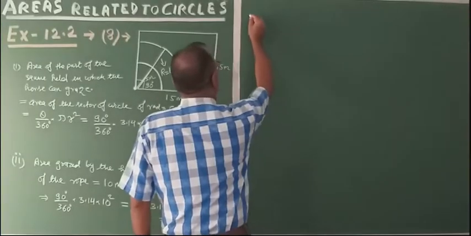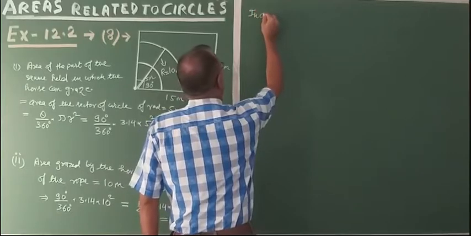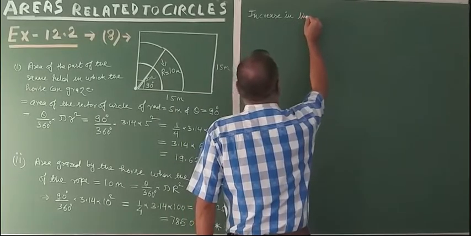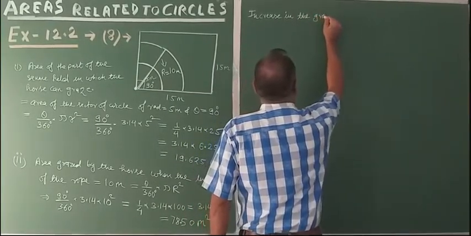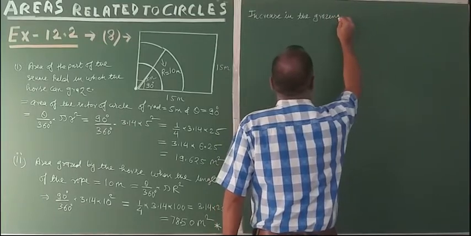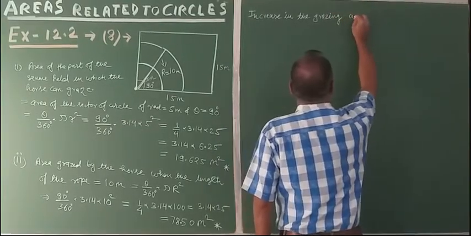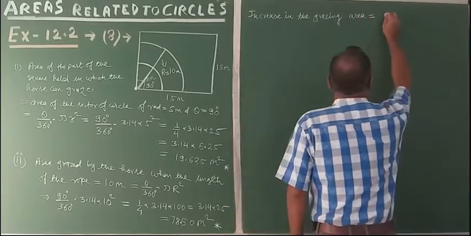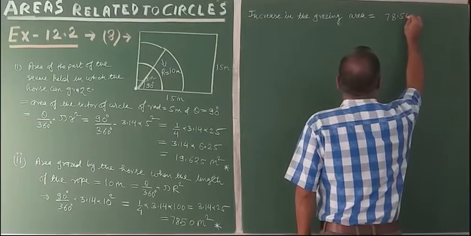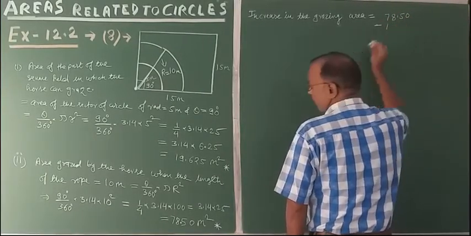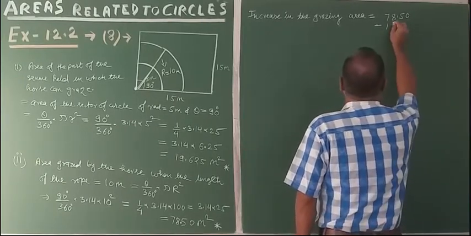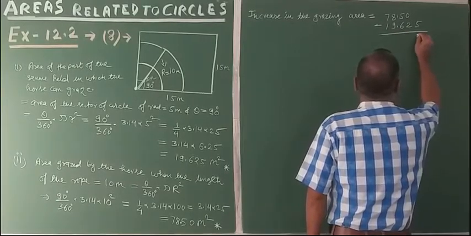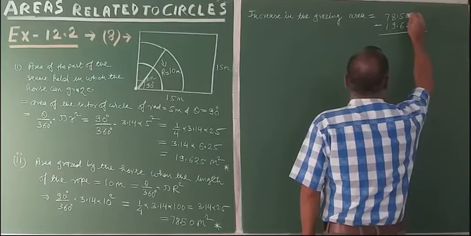Now, increase in the grazing area. So that will be this new area grazed by the horse, 78.50, minus the old area grazed by the horse, 19.625. When you will subtract, this will come here. Here we will put 0. 7.